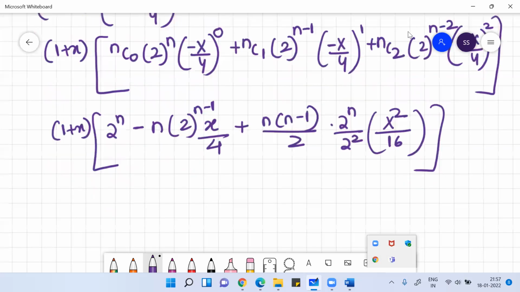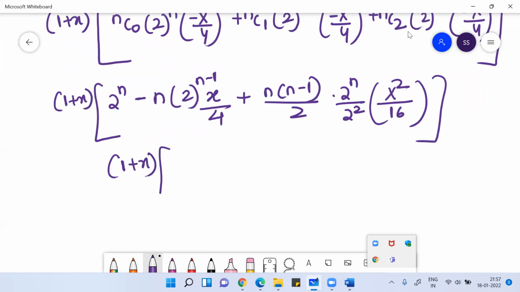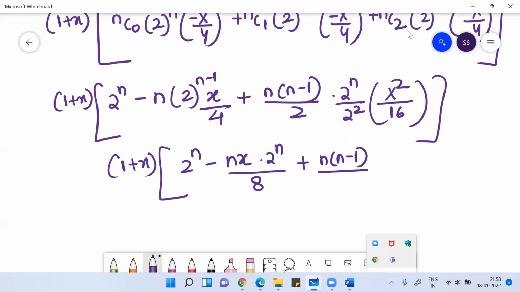Okay, so I can write this as 1 + x, this is 2^n minus nx/4, and then if you write 2^(n-1) as 2^n by 2, you can write this as 8, right? Divide by 8, plus this is n(n-1), divide by, this would be 8, right? This is 8 into 16. 16 8s is 128. Correct me if I'm wrong. 16 8s are 128.